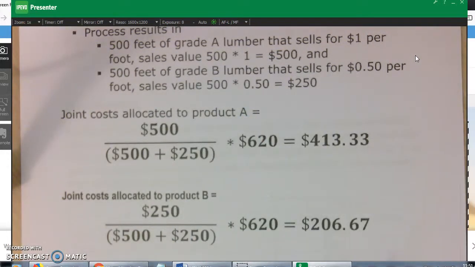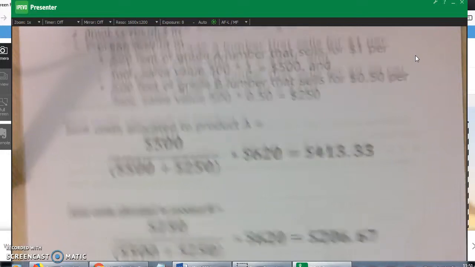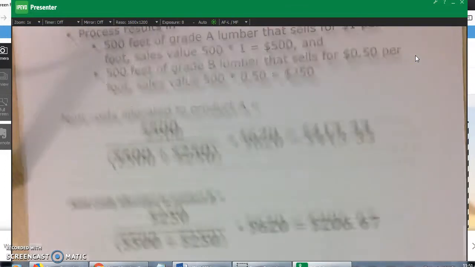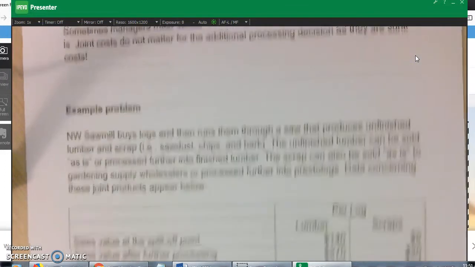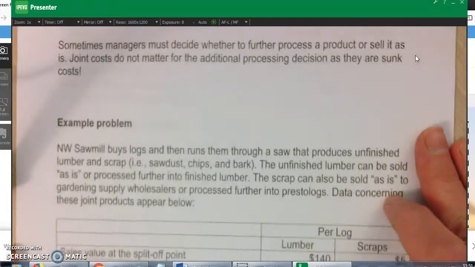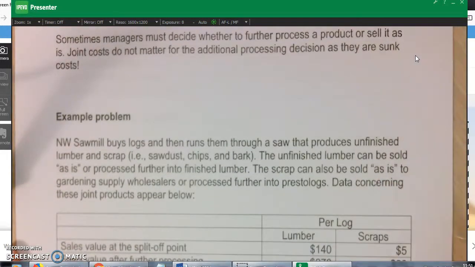In either case, the mechanics of the calculations are pretty much the same. You just take the proportion times the joint cost. Now, in terms of additional processing decisions and joint costs, sometimes a manager needs to decide whether to further process a product or sell it as is. In that case, joint costs don't matter because they're sunk.